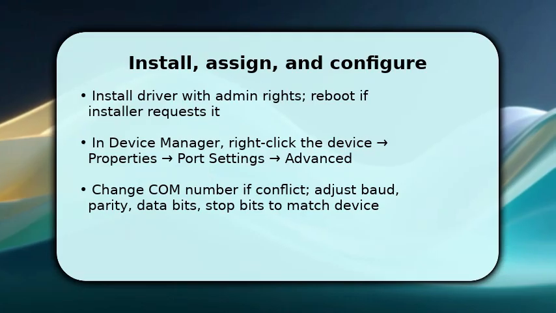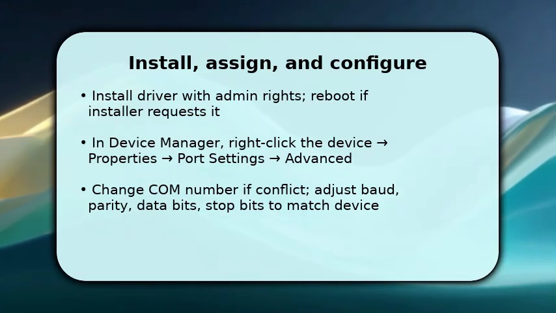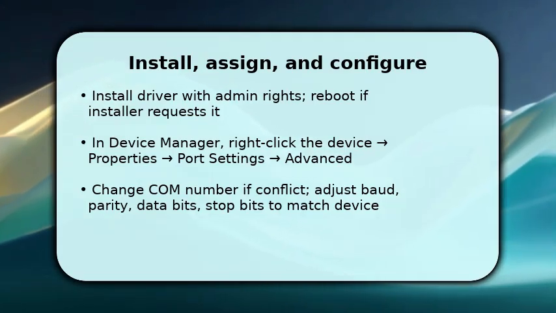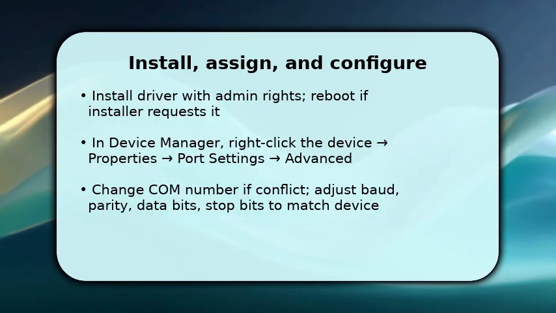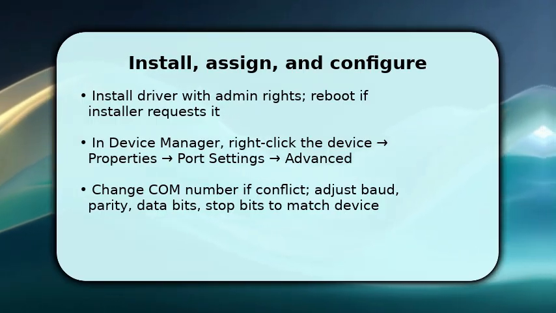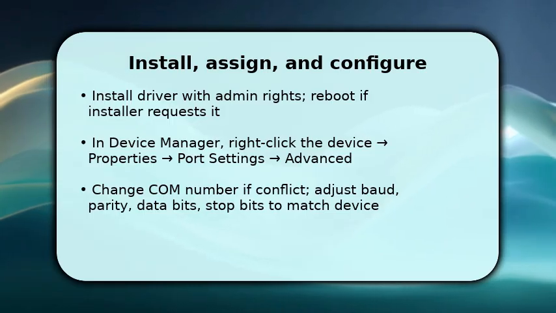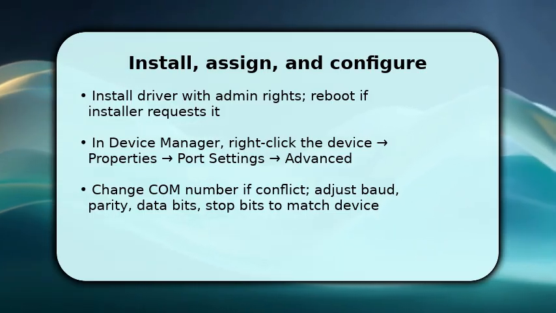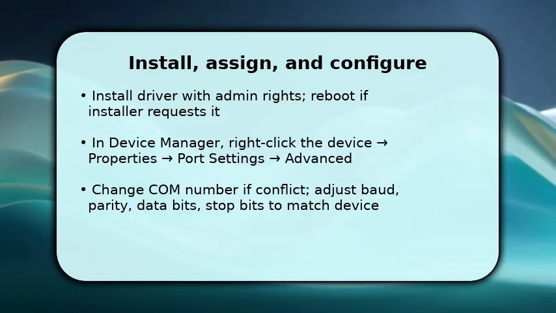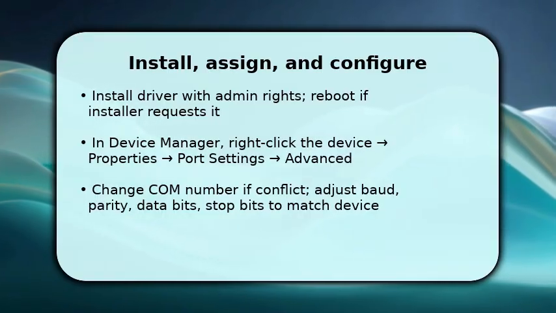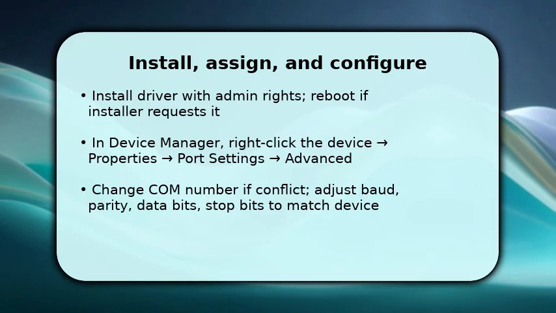Now you install and configure. Run the driver installer as an administrator and allow a reboot when prompted. Many COM changes require a restart. After reboot, return to Device Manager and open the device properties. Under Port Settings, click Advanced to view the assigned COM number. Change it if another device uses the same number to avoid conflicts.